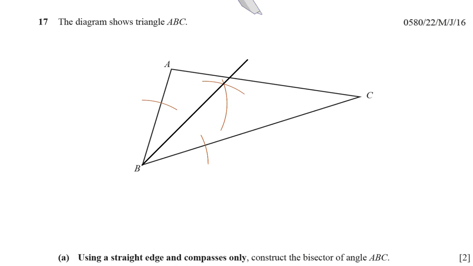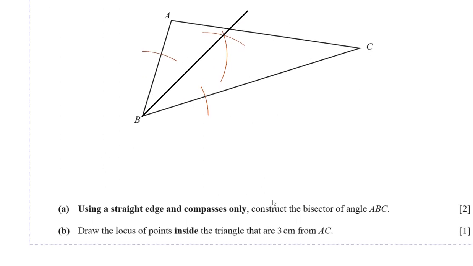Okay, so now we have 17 part B. If we read the question, 17 part B, it mentions that we are supposed to draw the locus of points inside the triangle that are 3 centimeters from AC. So we're going to draw the locus of points inside the triangle, inside in bold type, that are 3 centimeters away from AC.